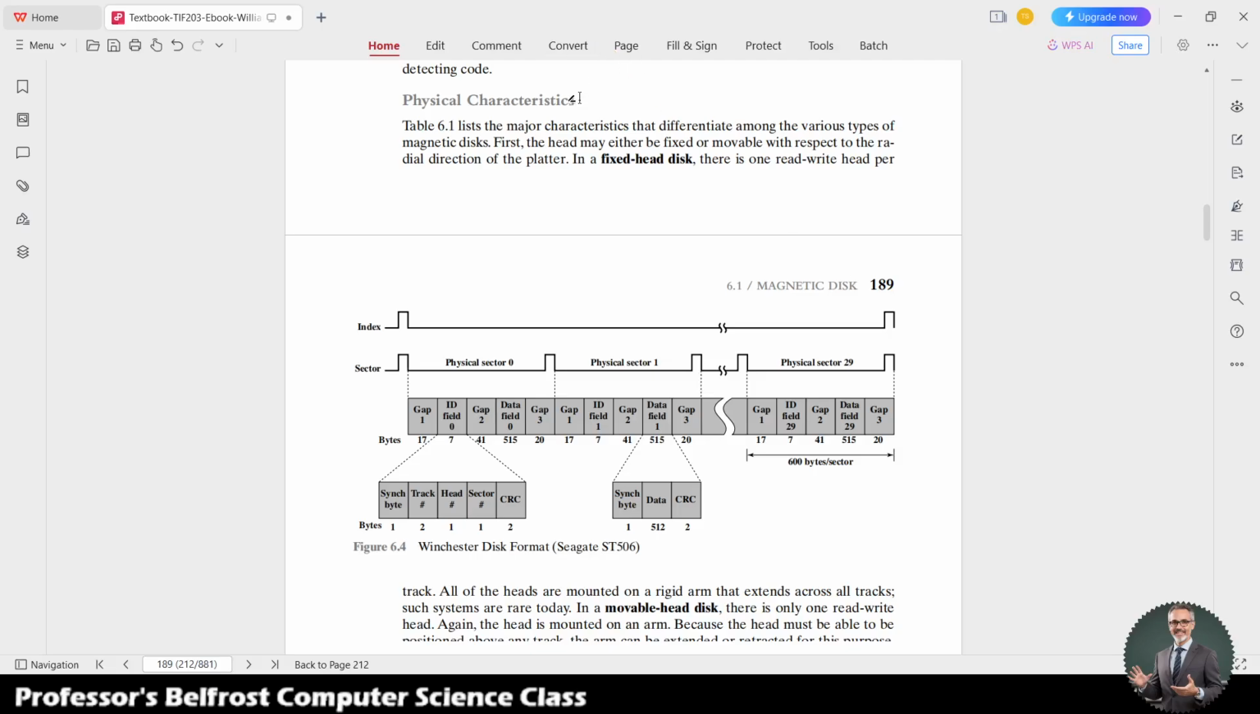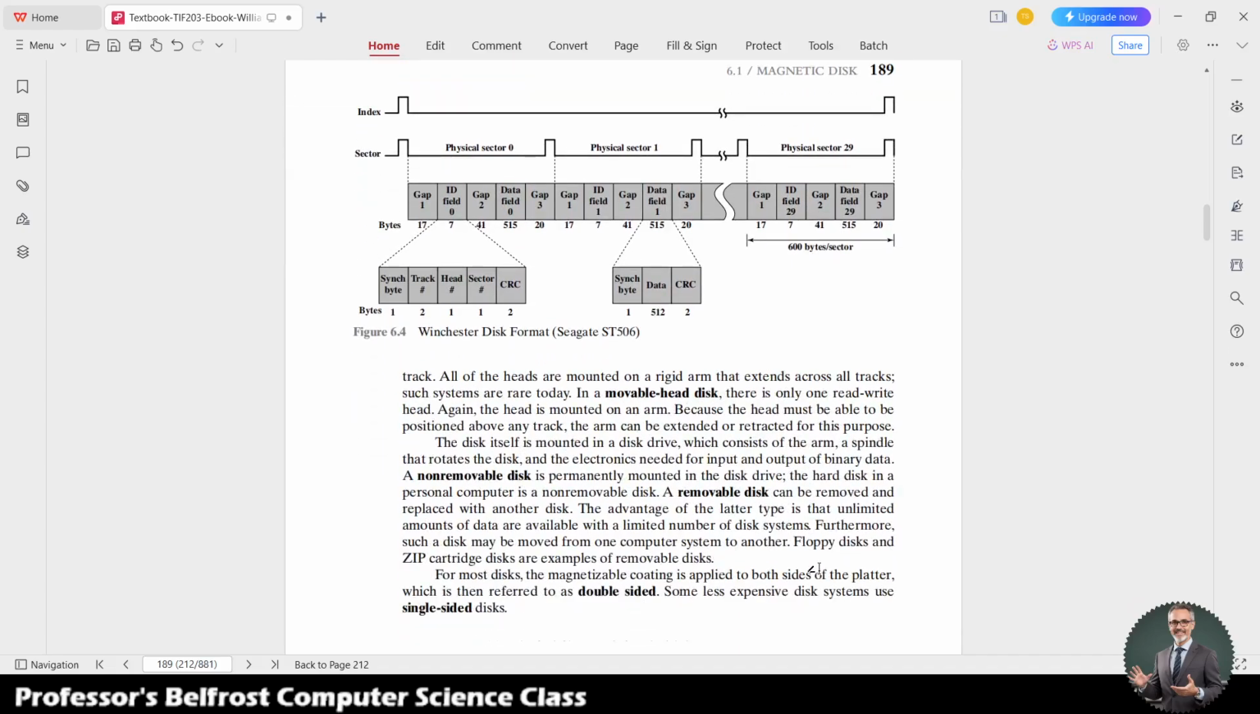Then let's see the physical characteristics of external memory, the disk. There are several major characteristics of magnetic disks. The first one is that the head may either be fixed or movable with respect to the radial direction of the platter. So there are two types. In a fixed head disk, there is one read-write head per track, and all of the heads are mounted on rigid arms that extend across all tracks. Such systems are actually rare today.